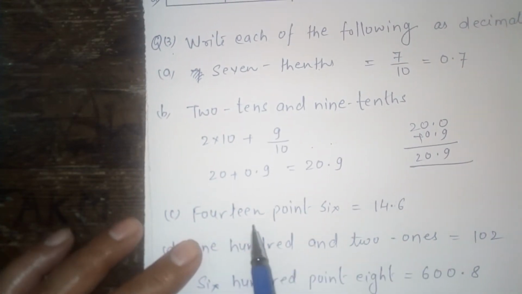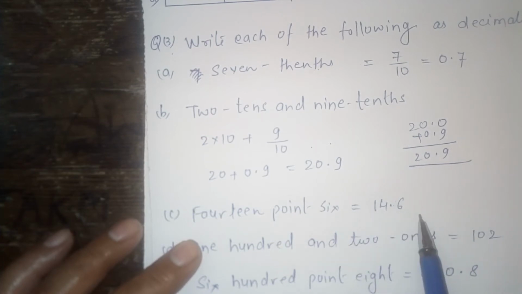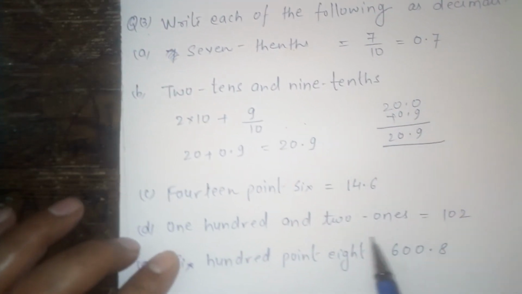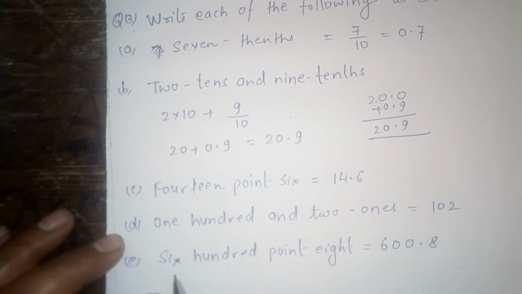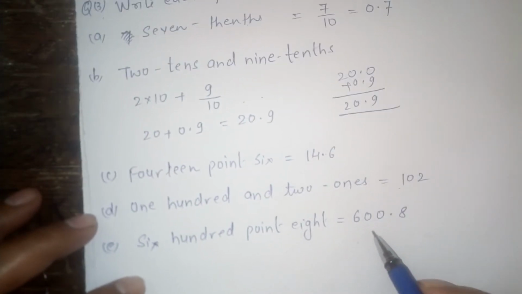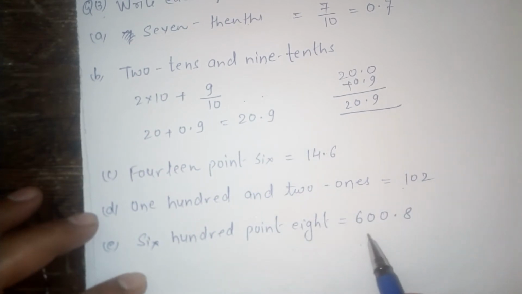Question number C, 14.6. It is a very easy question. In a simple way we can write here 14.6. Question number D, 102 ones. It will give you 102. Question number E, 600.8. This is a very easy question. So 600.8 is the required answer of the given question. Okay.